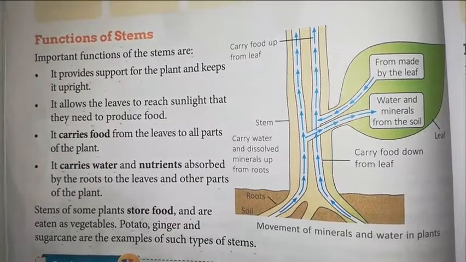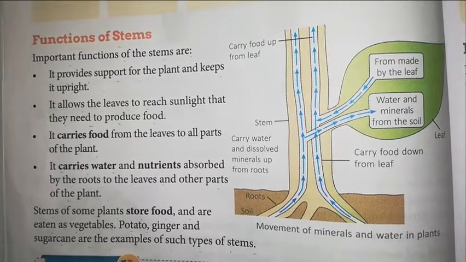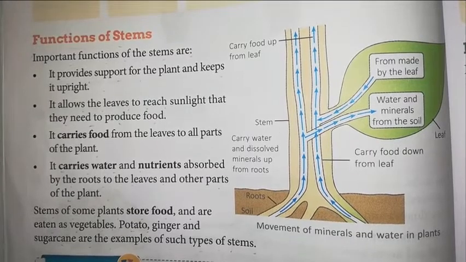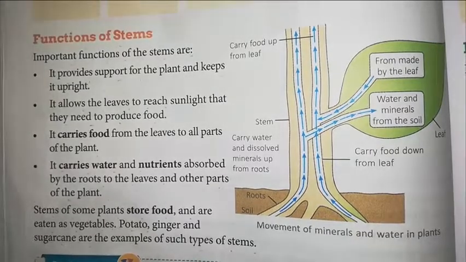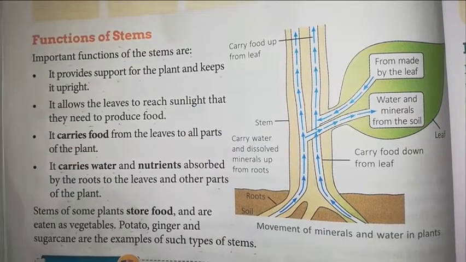Second function is that the stem allows the leaves to reach sunlight. Leaves need sunlight to produce food for the plant. So the stem helps the leaves to reach sunlight.